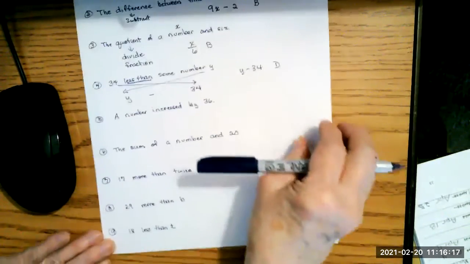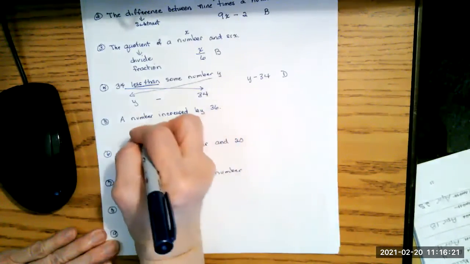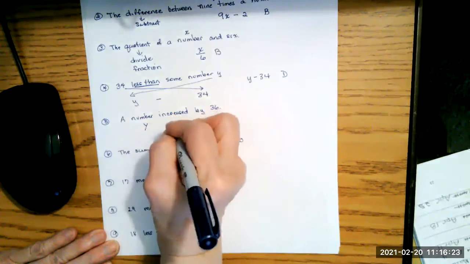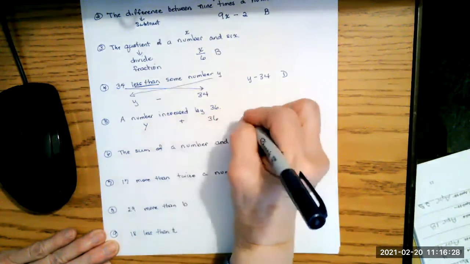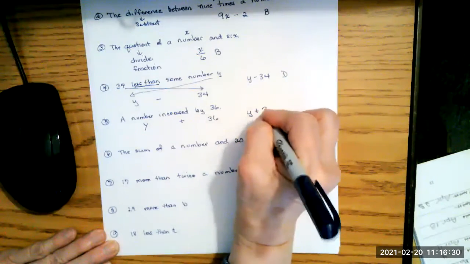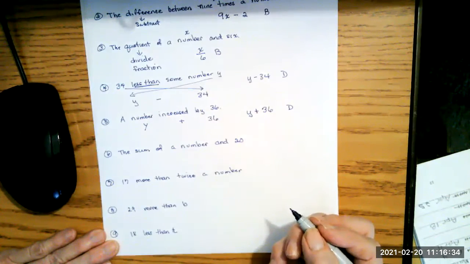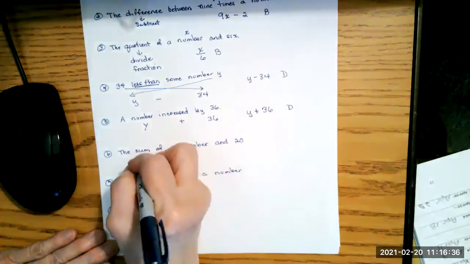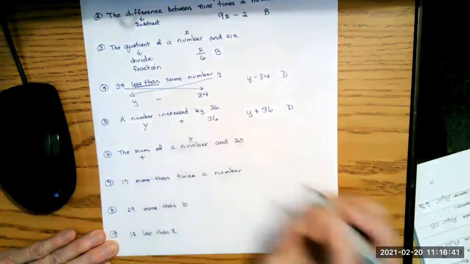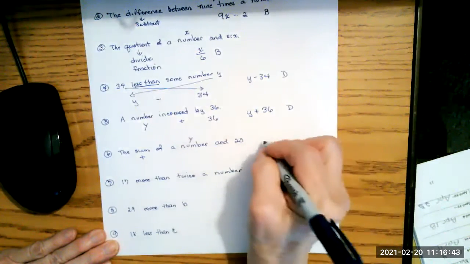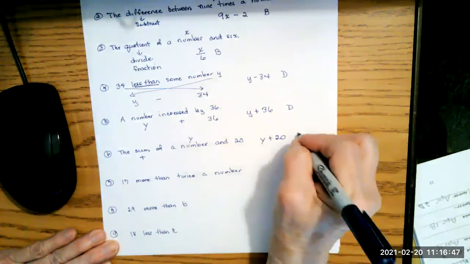Number 5, a number increased by 36, a number y. Increased by means plus 36. So our expression will be y plus 36, and that is answer D. The sum of a number and 20, sum means that you're going to add. A number, in this case they used y. So a sum of a number and 20 would be y plus 20, and that is answer D.